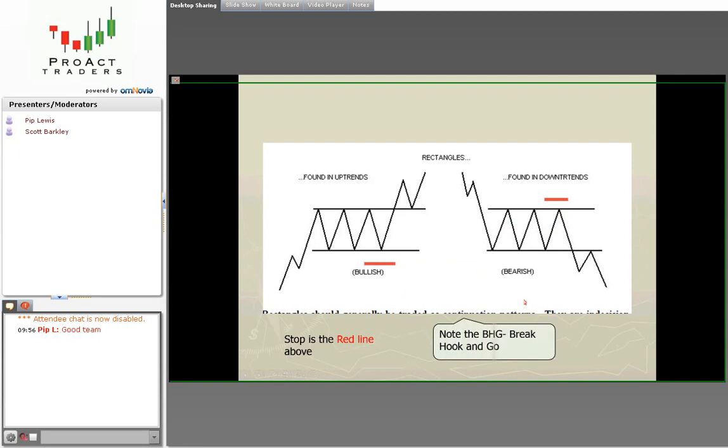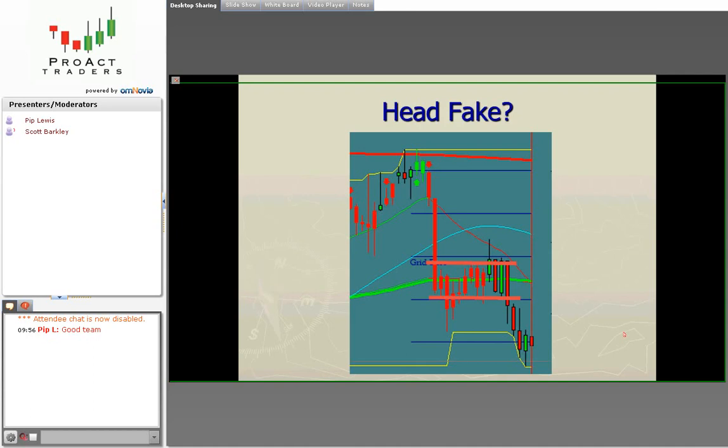Now I want you to see that even over at chartpatterns.com, they tell you there's going to be a break, hook, and go. Break of the flag, hook back to the flag, and then go. Over here, break of the flag, hook back to the flag, and go. Break, hook, and go.